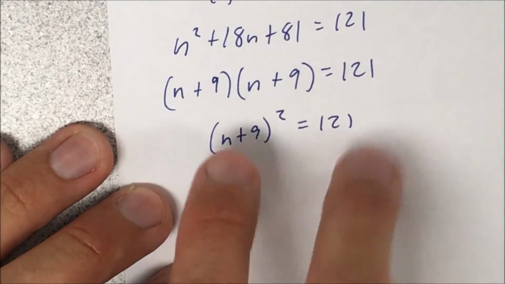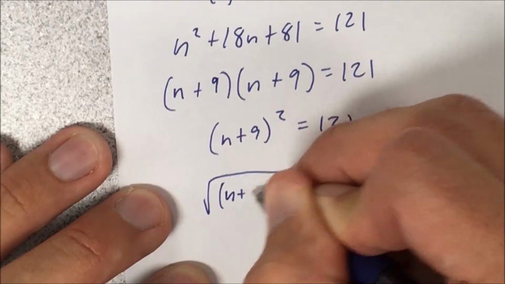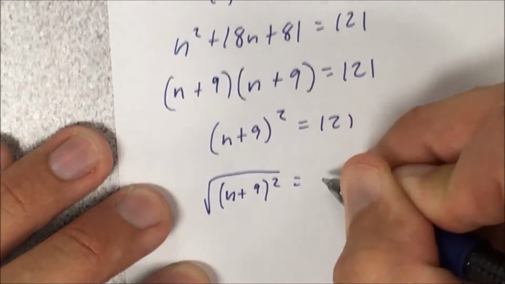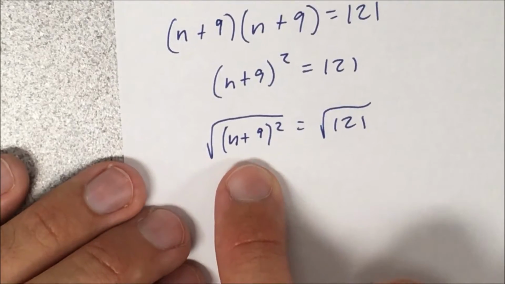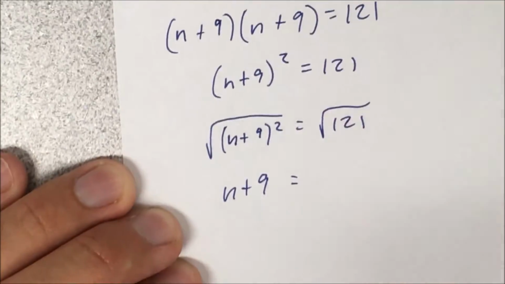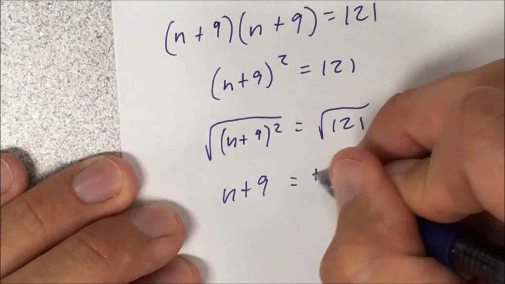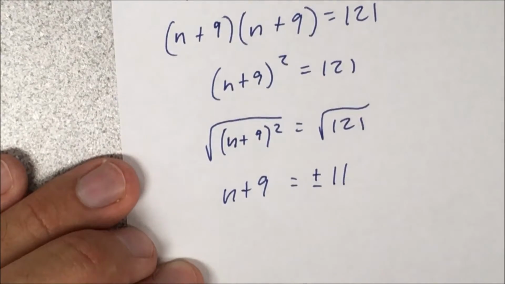What's convenient is both of these are perfect squares. I can take the square root of both of these. Square root of n plus 9 squared and the square root of 121. The square root of something being squared is always that something, so I've got n plus 9 equals, this is where your plus or minus comes into play. Plus or minus 11 is the square root of 121.